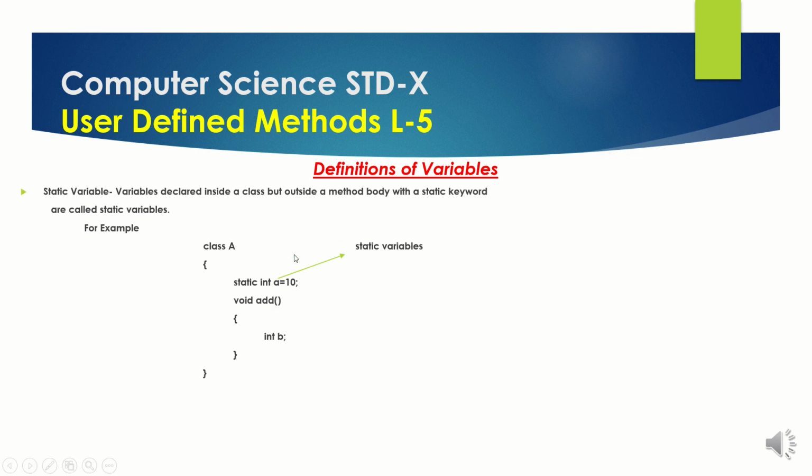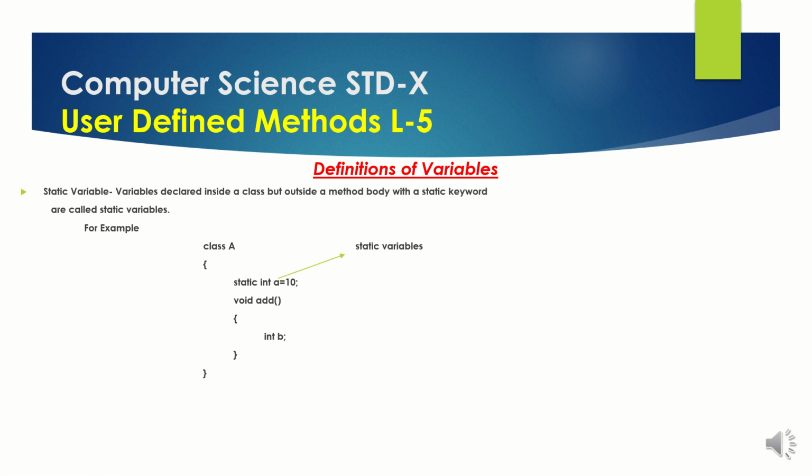Static variables. Static variables are the variables which are inside a class but outside a method, but declared with a static keyword. It should be preceded with the static keyword. See, this variable is outside a method but inside a class, and it is with a static keyword. Static variables are also known as class level variables, because static variables belong to a class. The detailed concept of static variables we will see in the next video.